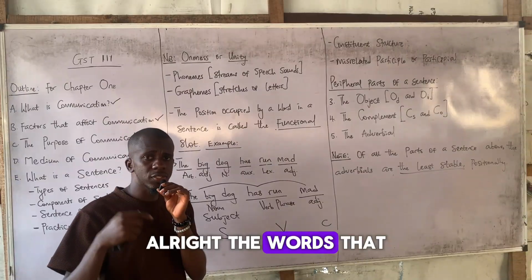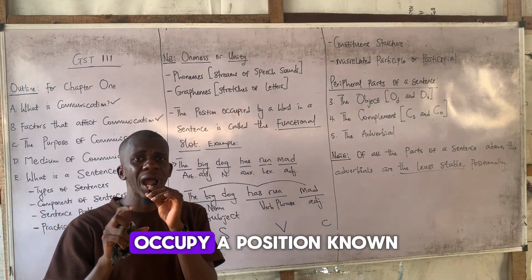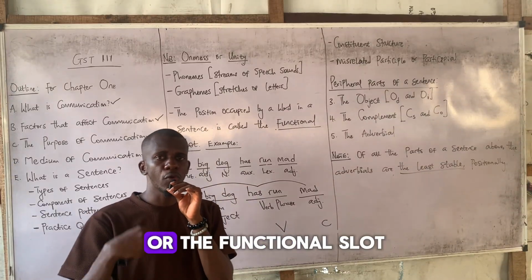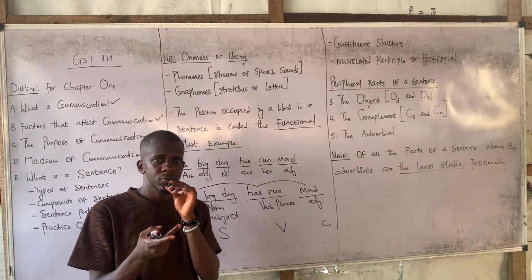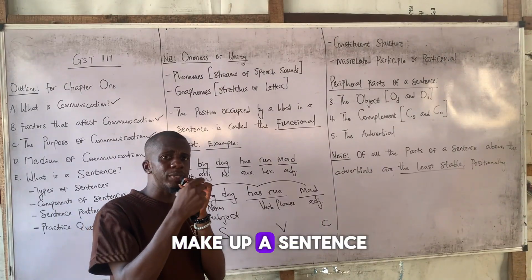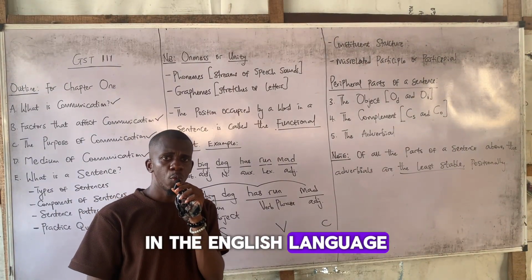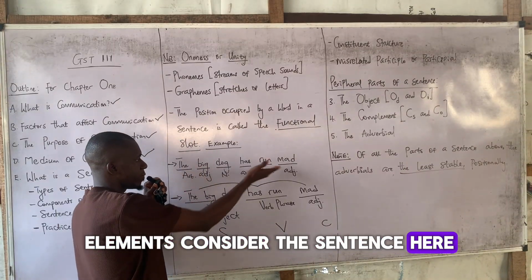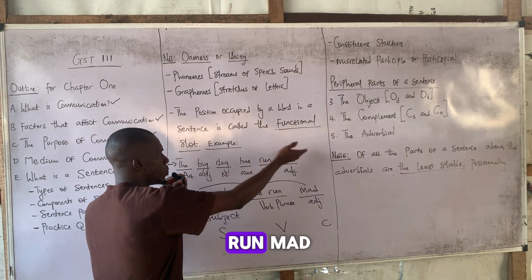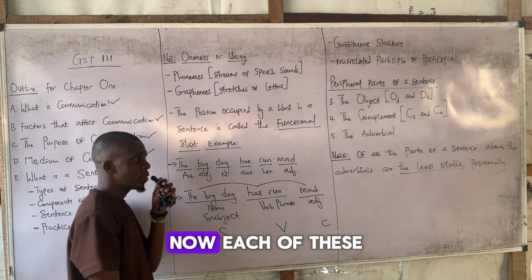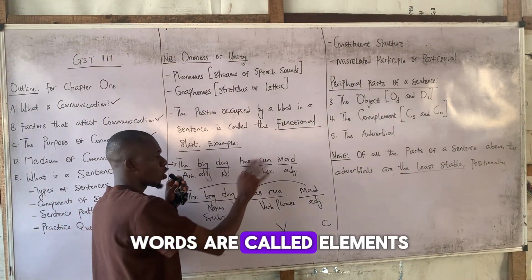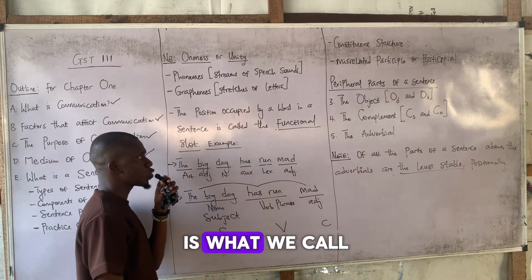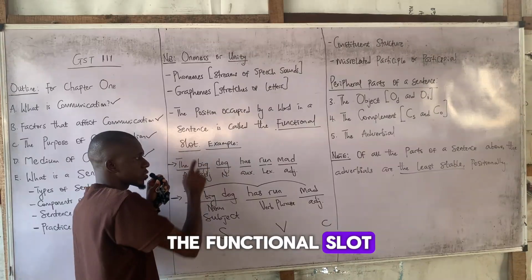All right, the words that make up a sentence occupy a position known as the function slot or the functional slot. Also, the words that make up a sentence in the English language, we call such words elements. Consider the sentence here: the big dog has run mad. You see that now? Each of these words is called an element. The position they occupy is what we call the functional slot.